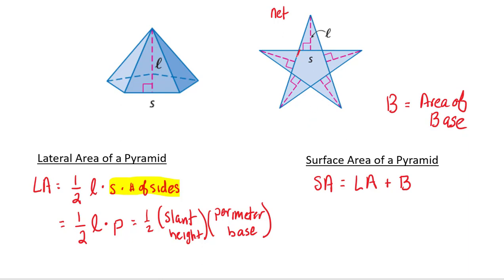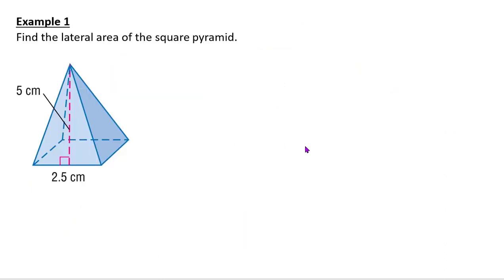Okay, so you need to remember those two formulas. And remember, we're going to be having regular polygons here for the base. So you're going to have to figure out how to find the area of that base, and those area formulas are going to come from the previous chapter that we just did. Okay, find the lateral area. So again, I would recommend we write out the formula. Lateral area is 1/2 my slant height times the perimeter of the base.